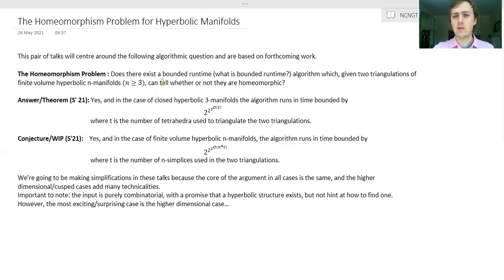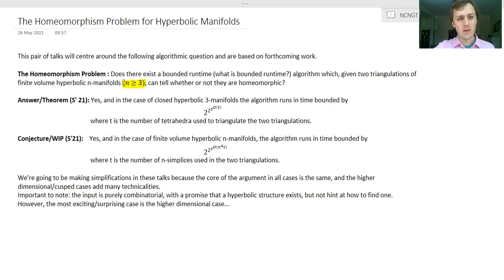So let's get started. My talks are going to be focused around the following algorithmic question, the homeomorphism problem for hyperbolic manifolds. So if we ignore this bounded runtime for a second, the homeomorphism problem for hyperbolic manifolds is: does there exist an algorithm where the input is 2 triangulations of finite volume hyperbolic manifolds? What the algorithm does is it tells you whether or not those manifolds are homeomorphic. So there are some things to unpack here.